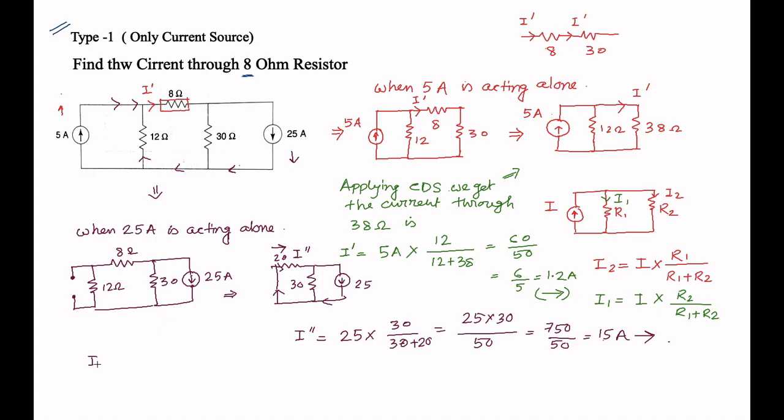So the total current supplied through the 8 ohm resistance, you have to write it: the current through 8 ohm is I equal to I dash plus I double dash, that means 1.2 plus 15, that is 16.2 ampere. Okay, I think you got it. Now go to the second question.